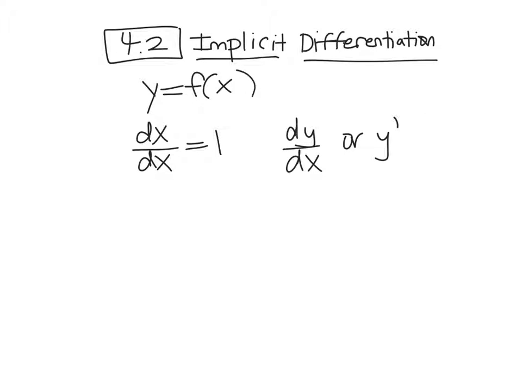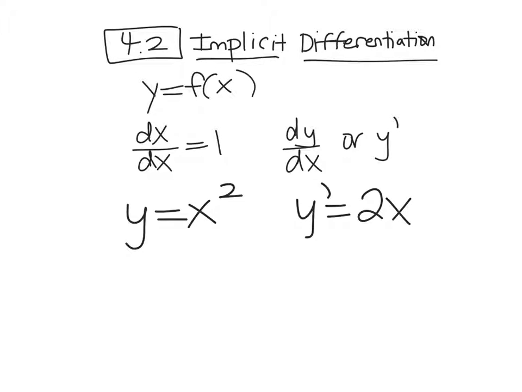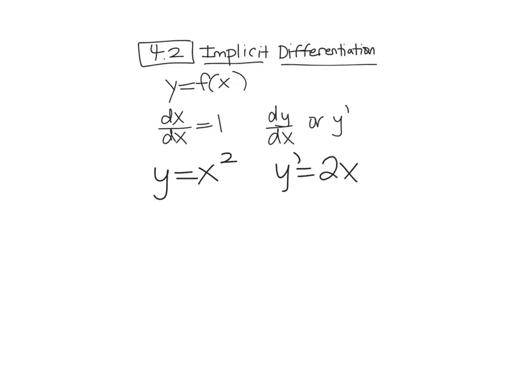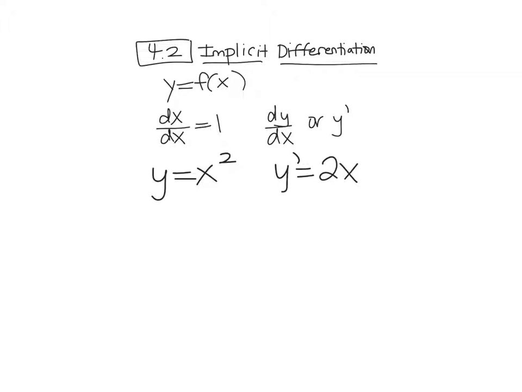If you have something like y equals x squared, that's a function, right? You know how to take the derivative of this. The derivative of y is y prime, or dy/dx, whichever one you like better. I prefer y prime. The derivative of x squared is 2x. That's what we've been doing the whole time. Now, what's going to happen is our y's are going to get mixed into our equation.